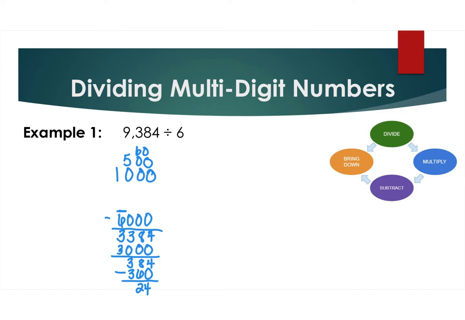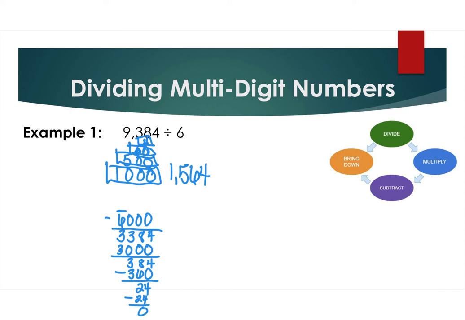And 6 goes into 24 4 times, which is 24. I subtract and I get 0, a remainder of 0. Now, how do we put all this together? We're just going to move the number over just as it is. 1,000 plus 500 plus 60 plus 4. 1,564.